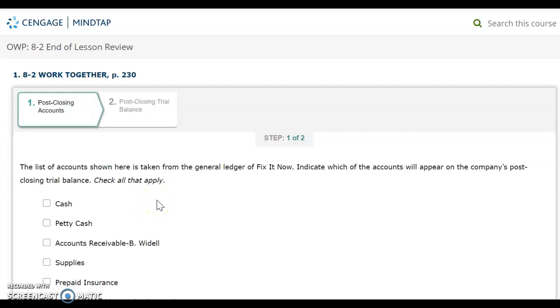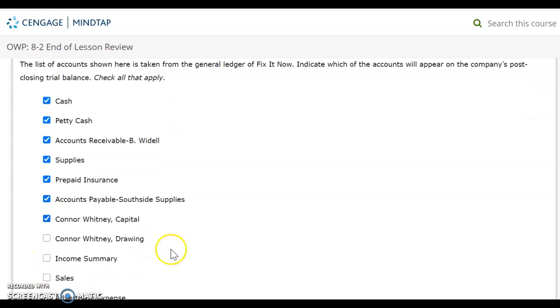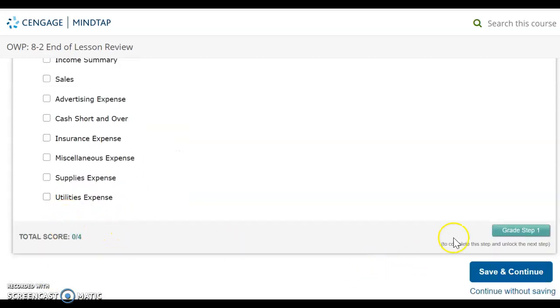So remember that what goes on our post-closing trial balance is our asset accounts, our liability accounts, and our capital account. And so we're going to have our cash, petty cash, accounts receivable, supplies, prepaid insurance. These are all of my assets. Now I'm also going to have my liability of accounts payable and then my capital account. Remember, not all owner's equity, just the capital, because we will end up closing all of the rest of these accounts.